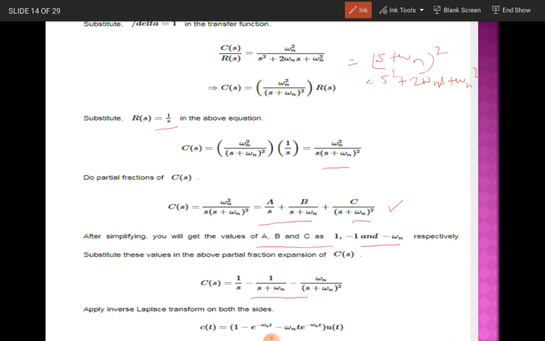So you can take the inverse Laplace transform for this expression. c(t) can be written as: for 1/s, 1; then 1 divided by s plus omega n can be written as e power minus omega n t. Then omega n divided by (s plus omega n) whole square can be written as omega n into t e power minus omega n t. So this is the output equation for a second order system response with the step input for damping factor value 1.